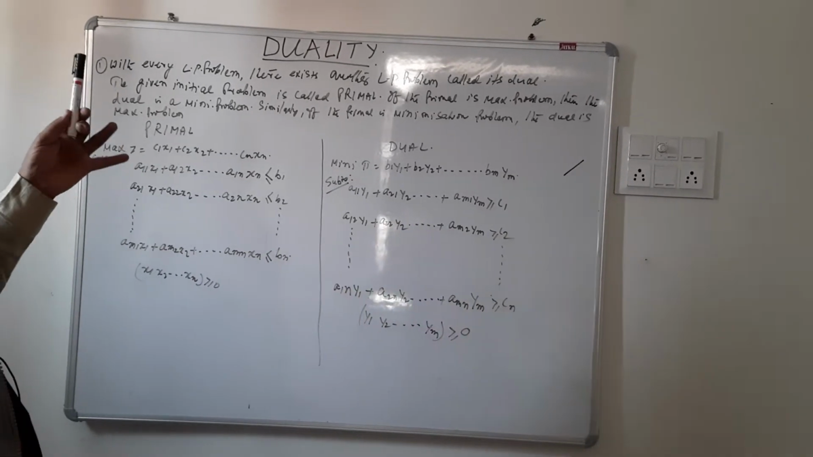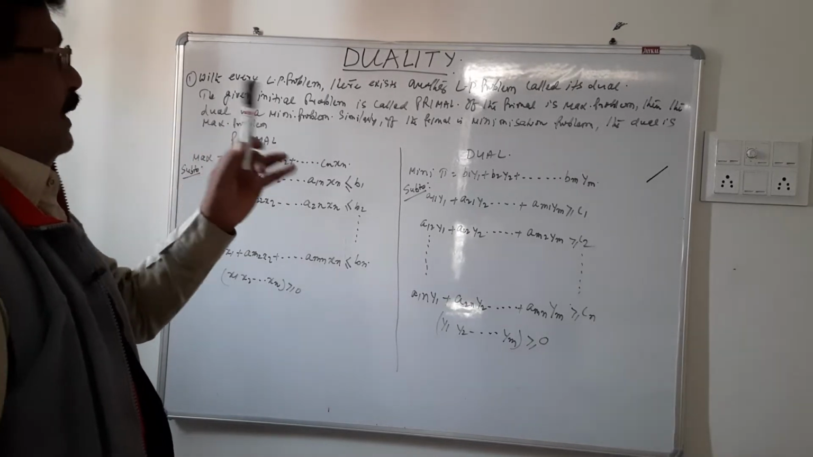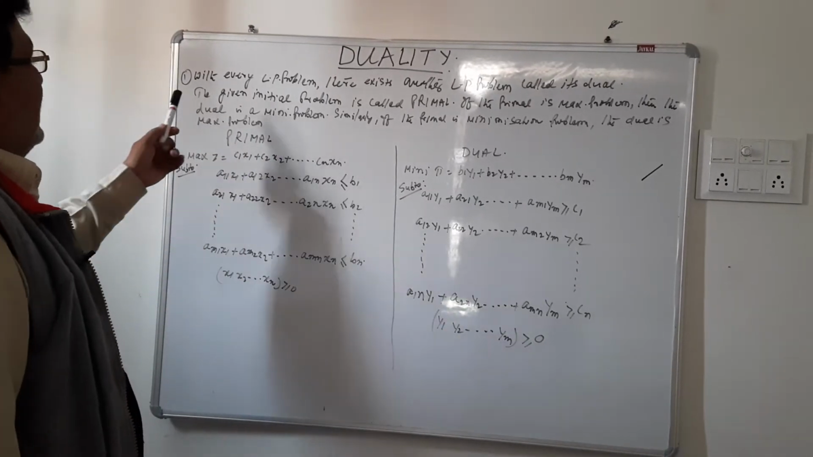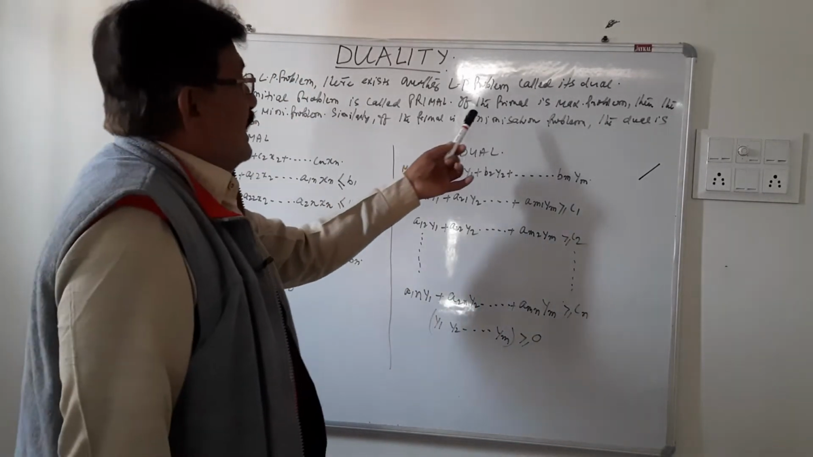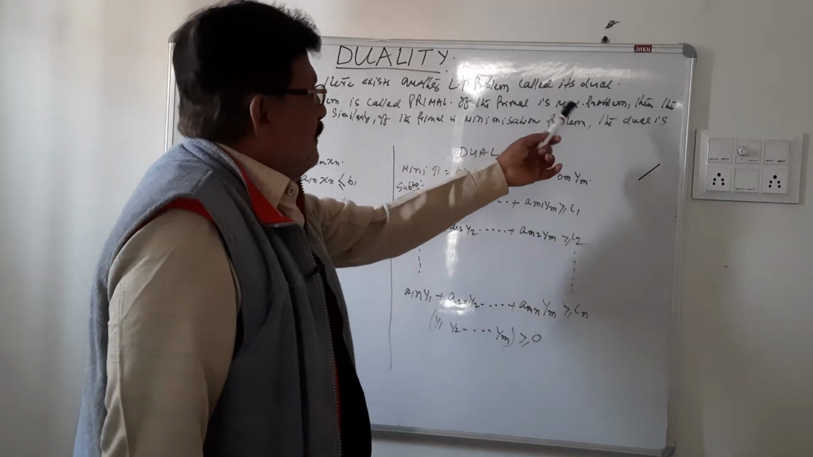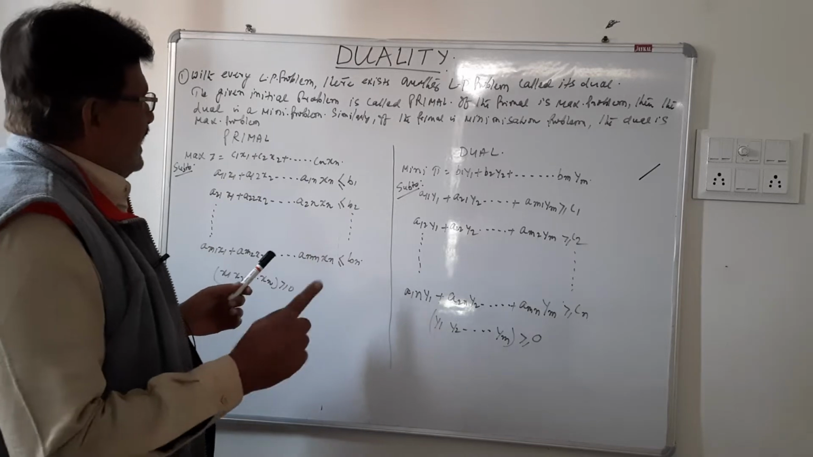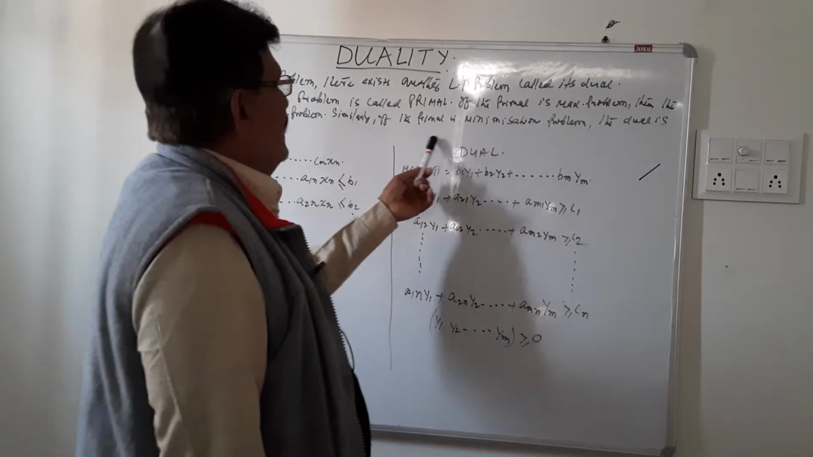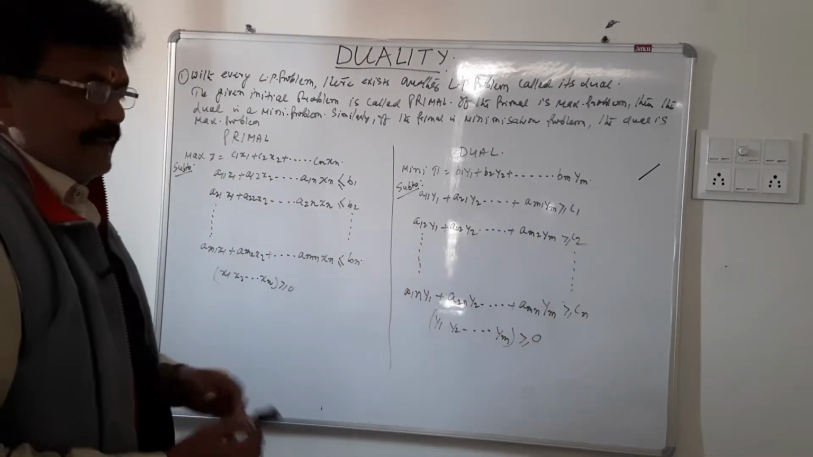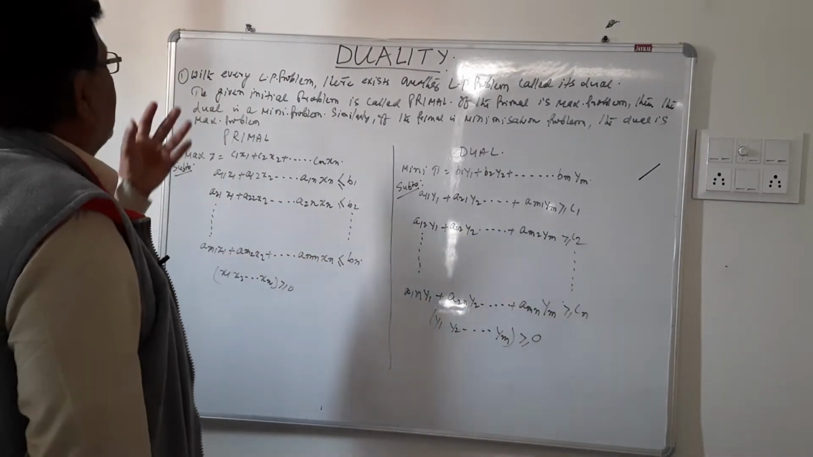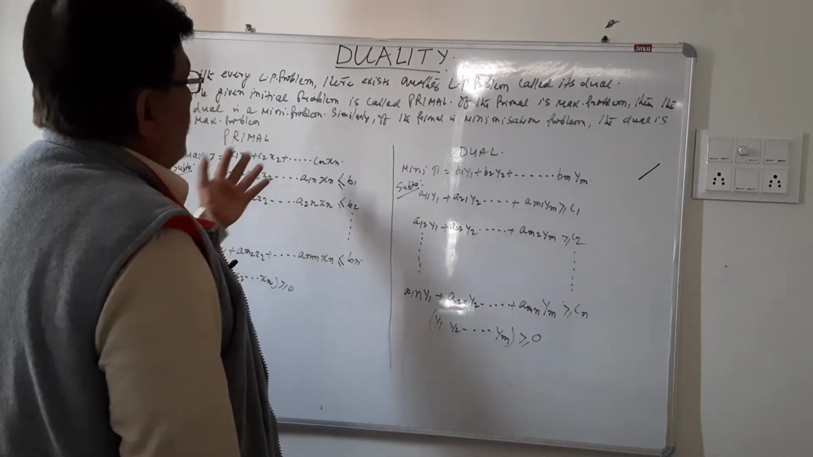With every LP problem, there exists another LP problem called its dual. Right now I have told it. The given initial problem is called primal. If the primal is a maximization problem, then the dual is a minimization problem. Just conversely, similarly, if the primal is a minimization problem, the dual is a maximization problem. So this is the very inner concept of duality. Now, how do we convert any given primal into dual?